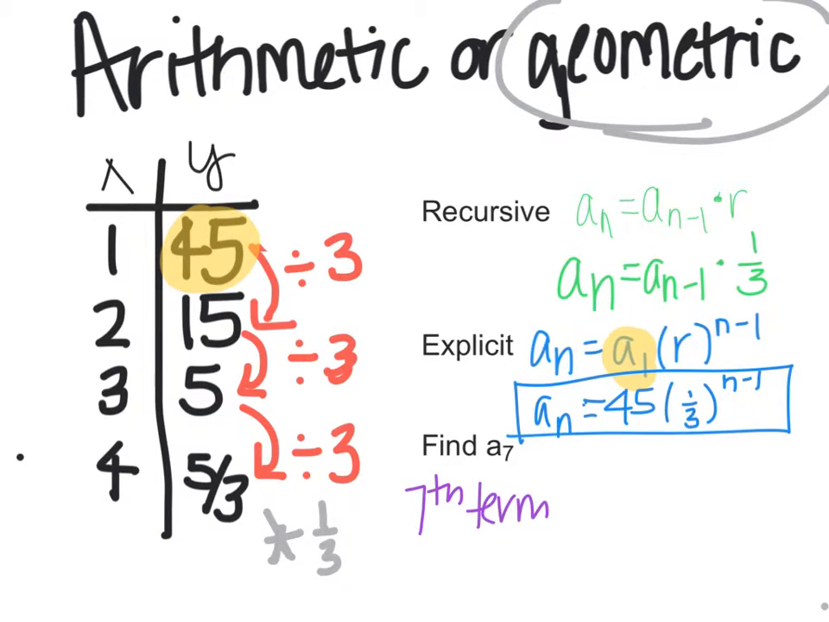So I'm going to use my explicit formula, but instead of n, I'm going to replace it with 7. So a sub 7, or the 7th term, is equal to 45 times 1/3 with an exponent of, again, instead of n, I'm going to put 7 minus 1.